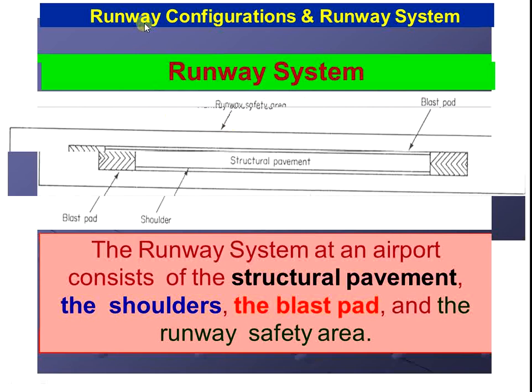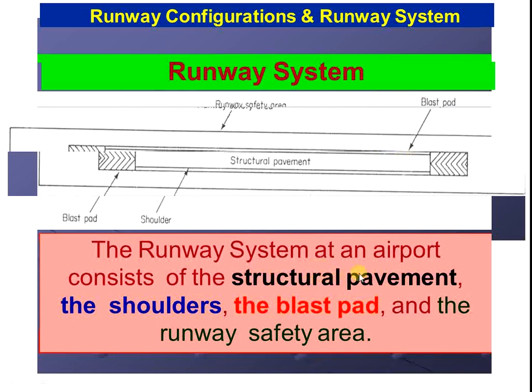Here we see the basic runway configuration, the runway system. Here there is the structural pavement. This is the blast pad. Also there is a blast pad. This is the runway safety area. This is the runway safety area. Next, it is a shoulder. This is the runway configuration and runway system.